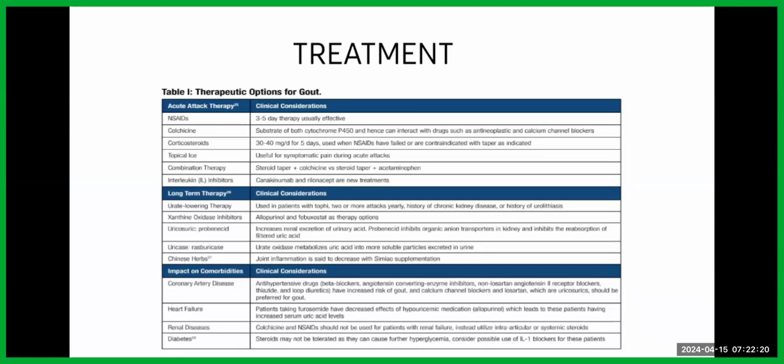For the long term, we can go for allopurinol or febuxostat, but we have to make sure somebody's renal function is good. Febuxostat is preferred in patients with some impaired renal function. Again, allopurinol, even in patients with good renal function, we have to look for other side effects. We have to counsel the patient about abdominal symptoms like diarrhea and skin rash.